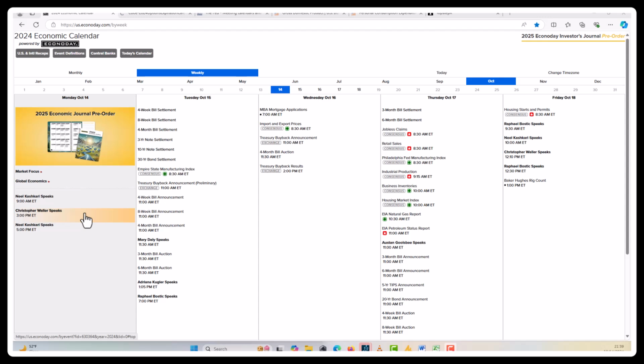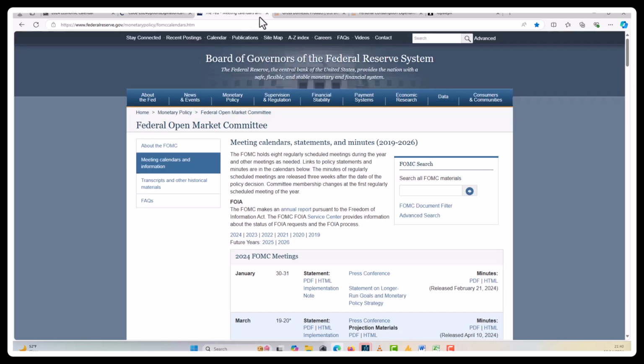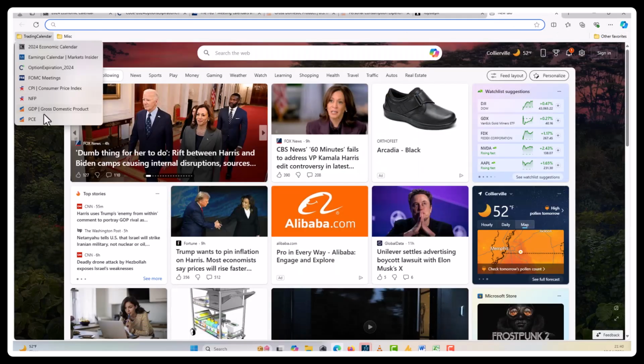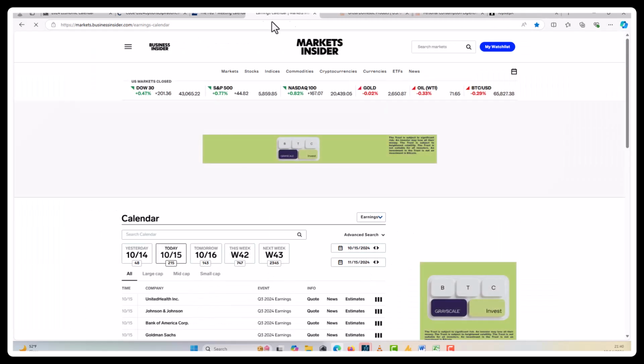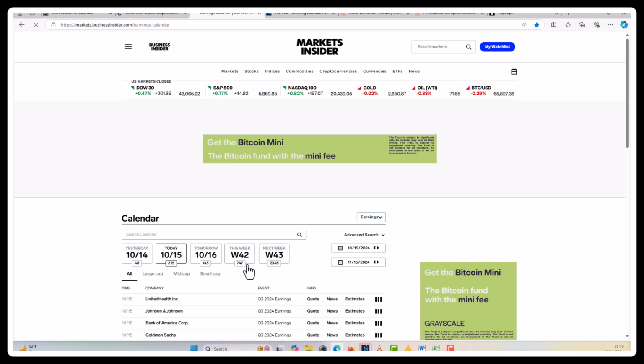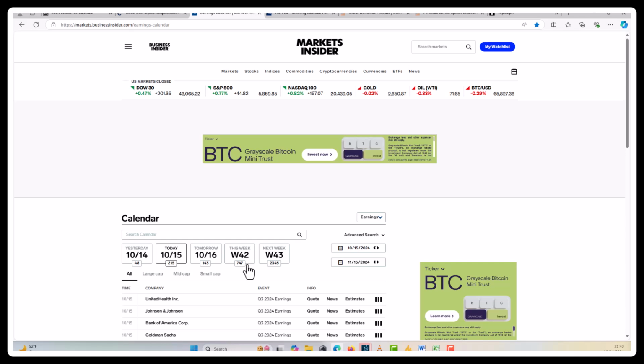But anyway, it is Monday, October 14th, and this week we don't have any huge impact news or medium impact news. This week is quiet. So we are in week 42 of the last quarter of the year 2024.